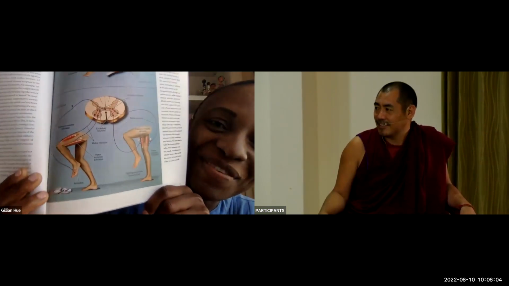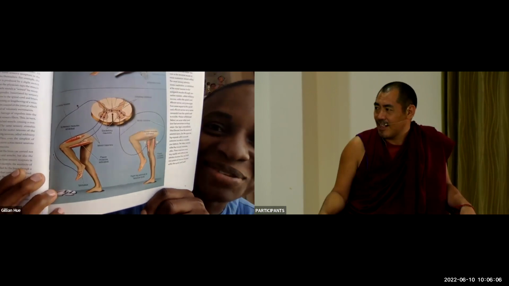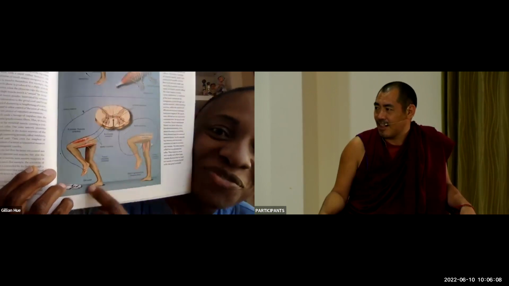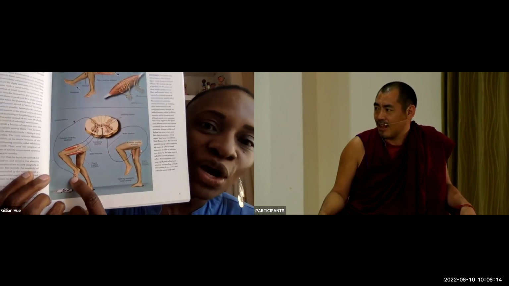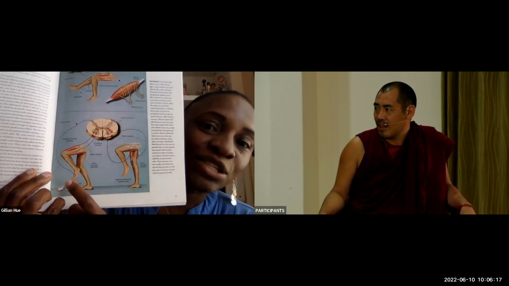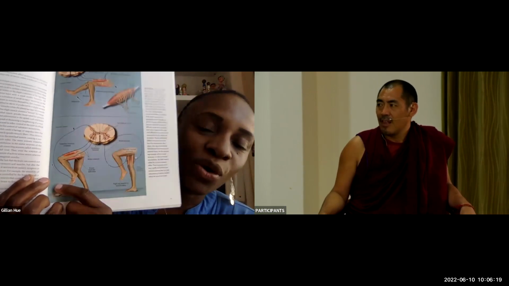So I didn't have my slides, but I have this right here. If you step on something, you immediately will pull your foot back. But that does not include how you experience it. It's just the reflex, and the spinal cord controls that movement.